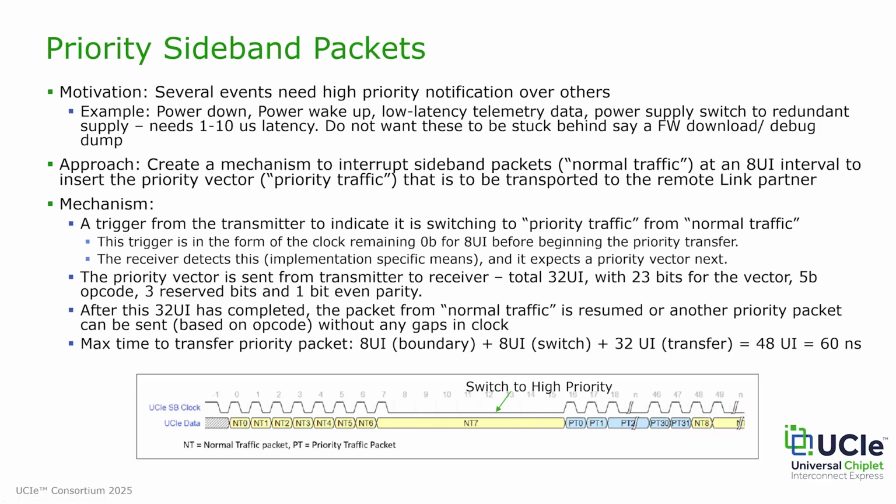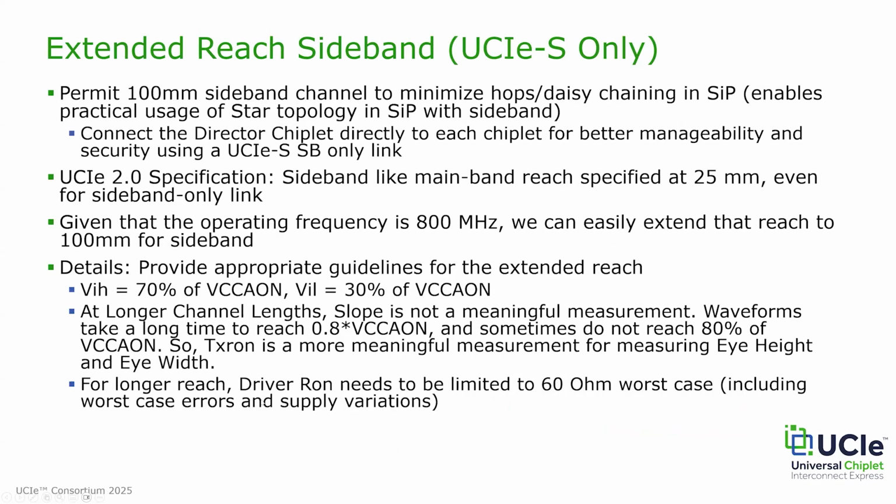You can also actually have two back-to-back priority traffic. The 32 UI in the priority traffic is 23 bits for the priority vector, 5 bits for opcode, 3 reserved bits, and 1 bit for parity. And the maximum switching time, as you can see, is when you decide that you need to send a priority traffic.